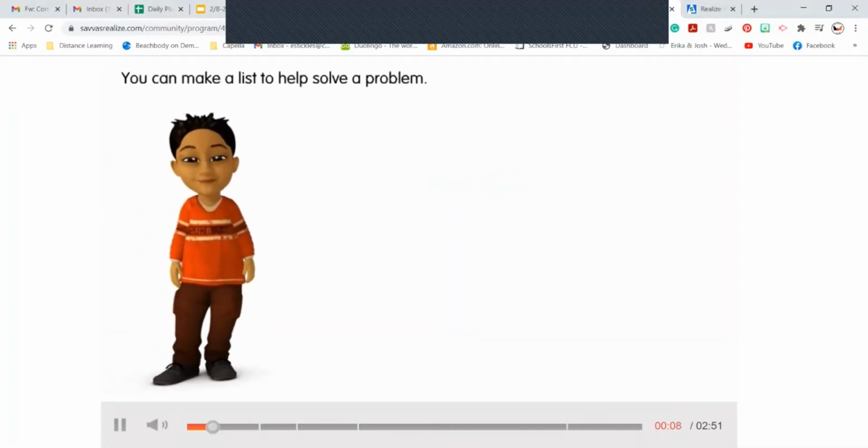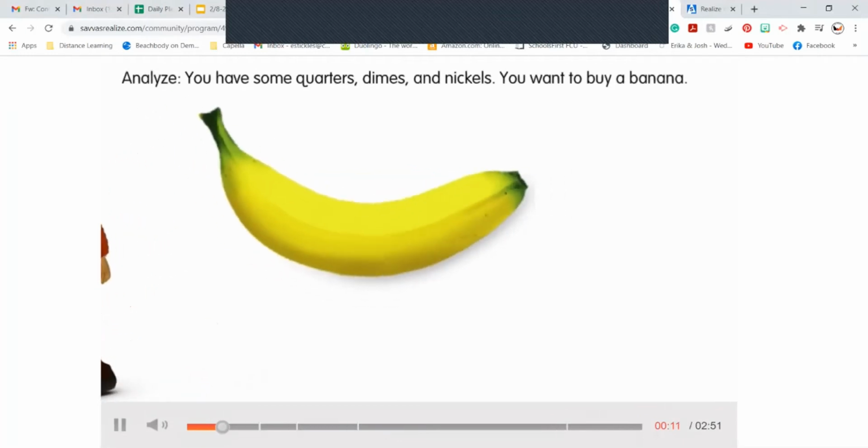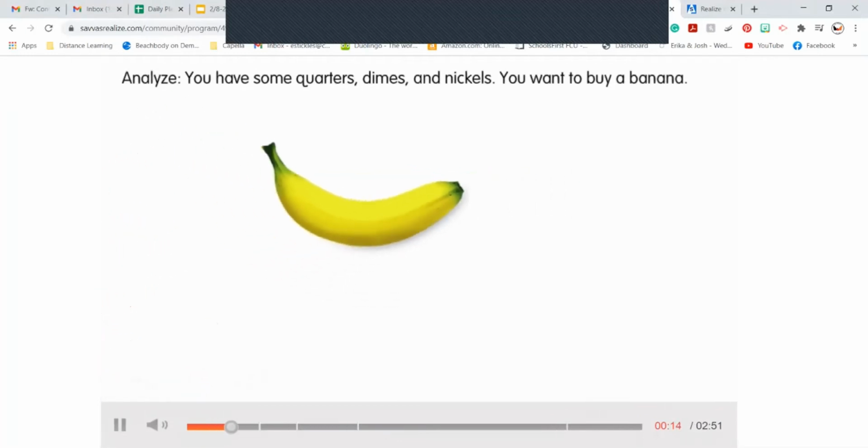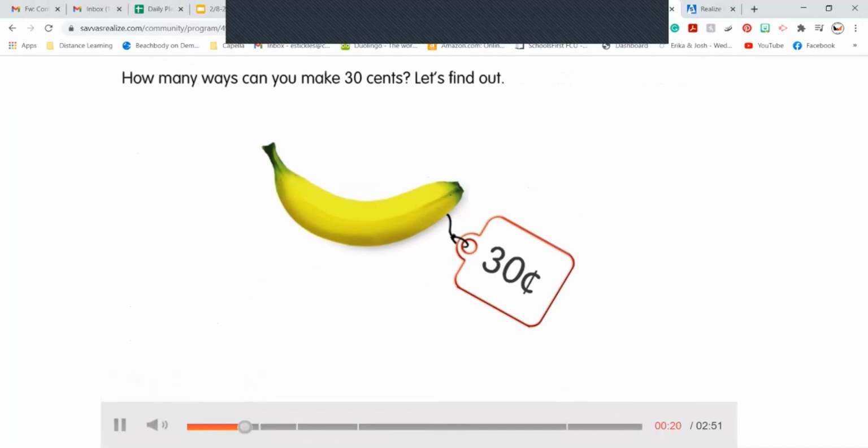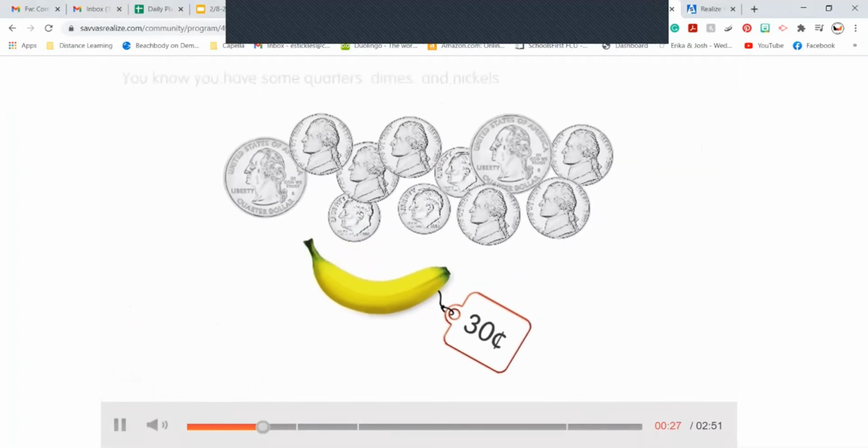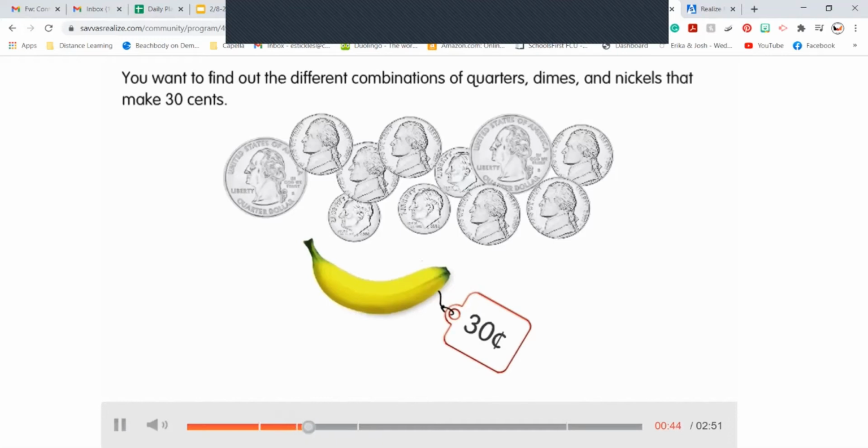You can make a list to help solve a problem. Analyze. You have some quarters, dimes, and nickels. You want to buy a banana. How many ways can you make 30 cents? Let's find out. What do you know? You know you have some quarters, dimes, and nickels. You want to buy a banana that costs 30 cents. What are you trying to find out? We're trying to figure out what coins we can put together to pay for the banana that costs 30 cents. You want to find out the different combinations of quarters, dimes, and nickels that make 30 cents.